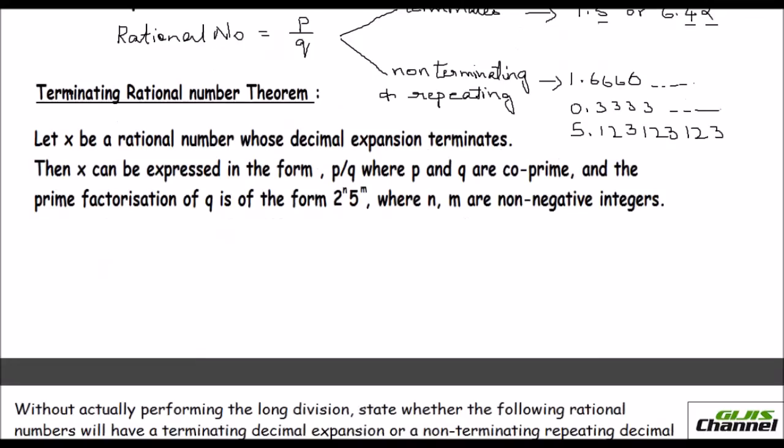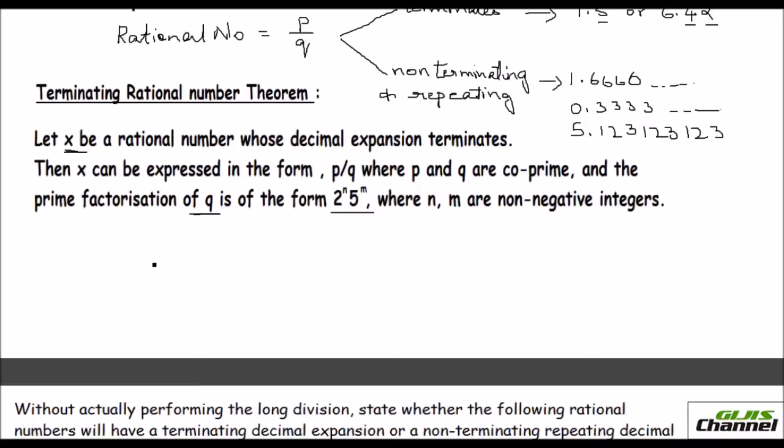So now next is the terminating rational number theorem. In this theorem they say, let x be a rational number whose decimal expansion terminates, then x can be expressed in the form P over Q, where P and Q are co-prime, right? And the prime factorization of Q is of the form 2 raised to n times 5 raised to m, okay? In this case, n and m are non-negative numbers. It should be a positive number or a 0.